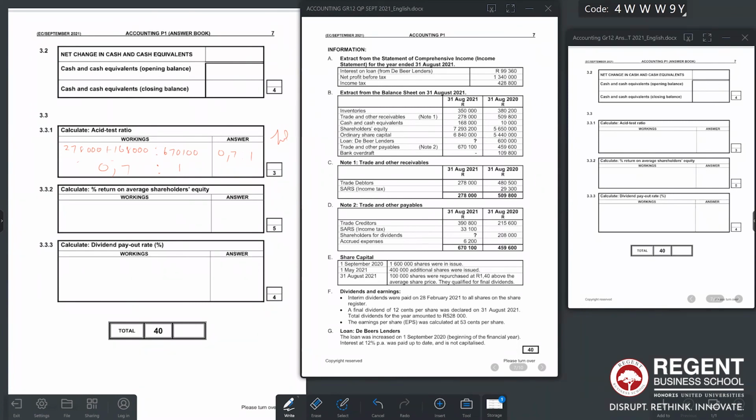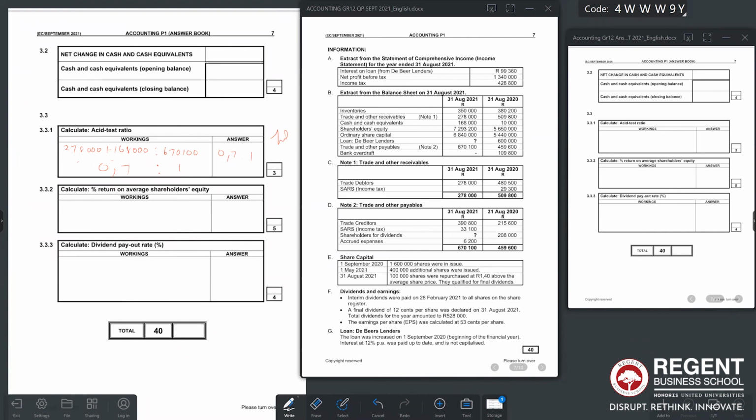Now the next one, they want you to work out the percentage return on average shareholders' equity. It is your net profit after tax divided by the average shareholders' equity. That's the beginning of the year plus the end of the year, add the 2 and divide by 2, times 100 over 1. They want a percentage, and to get a percentage it is times 100 over 1.